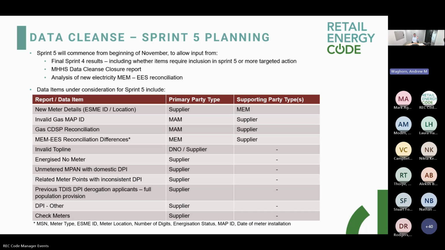Invalid gas MAP ID: as I say, definitely the numbers haven't moved as far as we'd like. There is obviously that caveat of if it turns out to be a supply super flow challenge that we can't fully unlock, we may need to look at how we do that. So there's a little bit of a question there. You'll be aware, if you're involved in this, over the last couple of rigs, we have the results of the annual gas CDSP reconciliation, so comparing MAM to CDSP records.